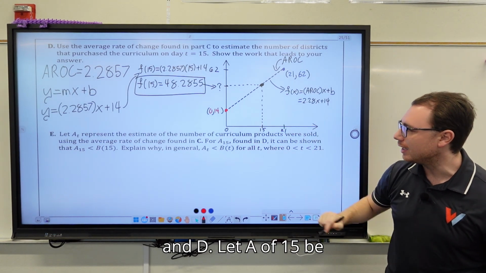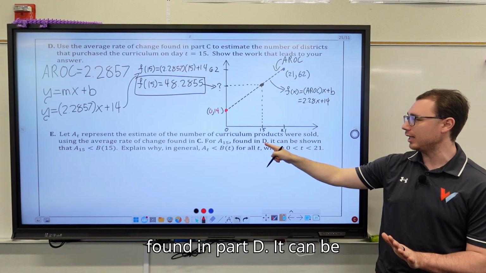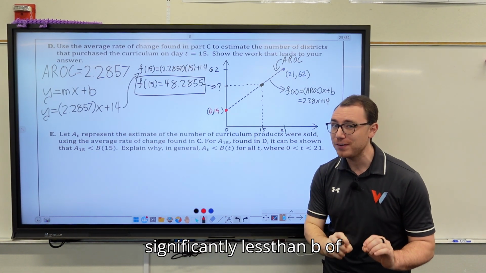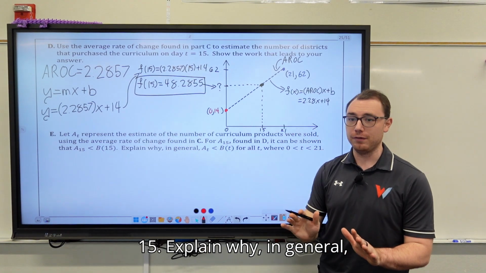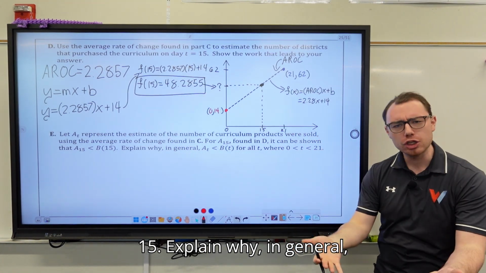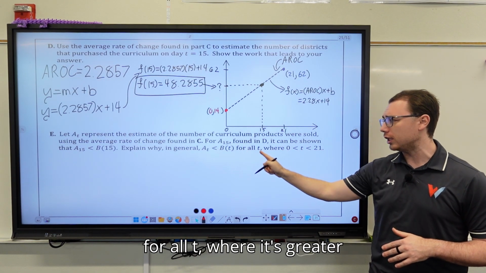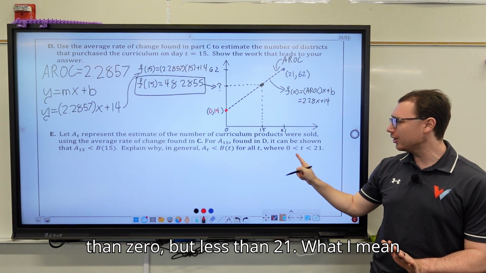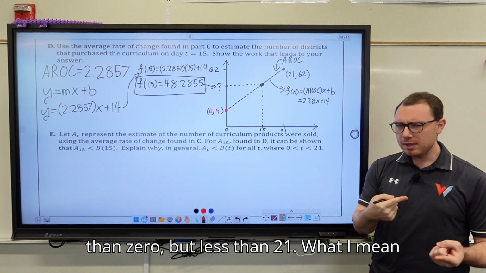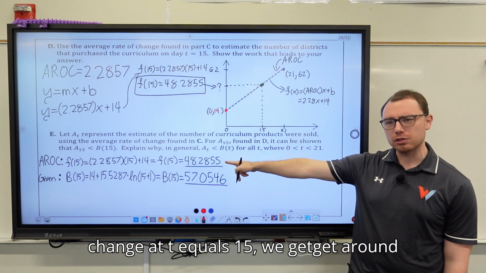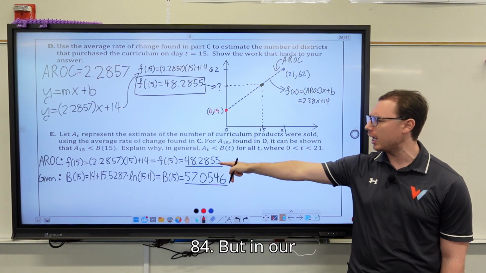Let a of 15 be found in part D. It can be shown that a of 15 is significantly less than b of 15. Explain why, in general, this a of t is less than b of t for all t, where t is greater than 0 but less than 21. What I mean to say is, for our average rate of change at t equals 15, we get around 84.